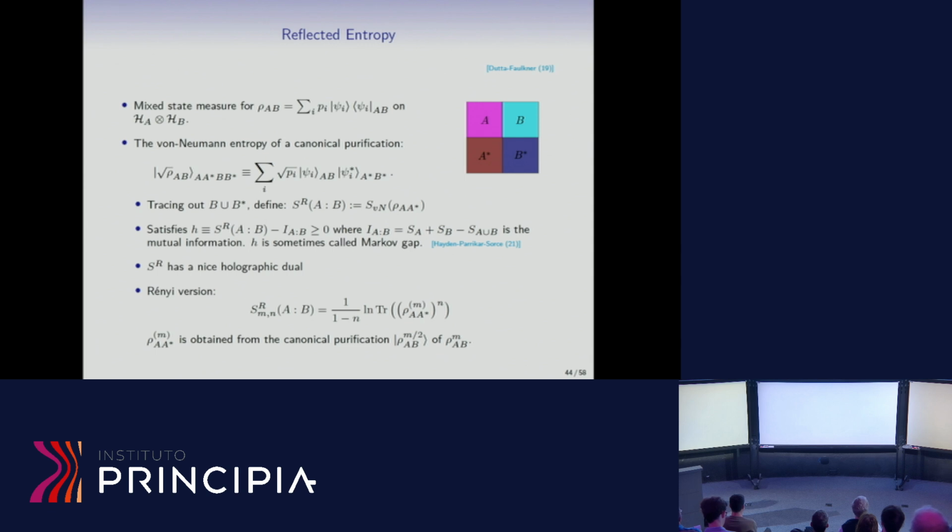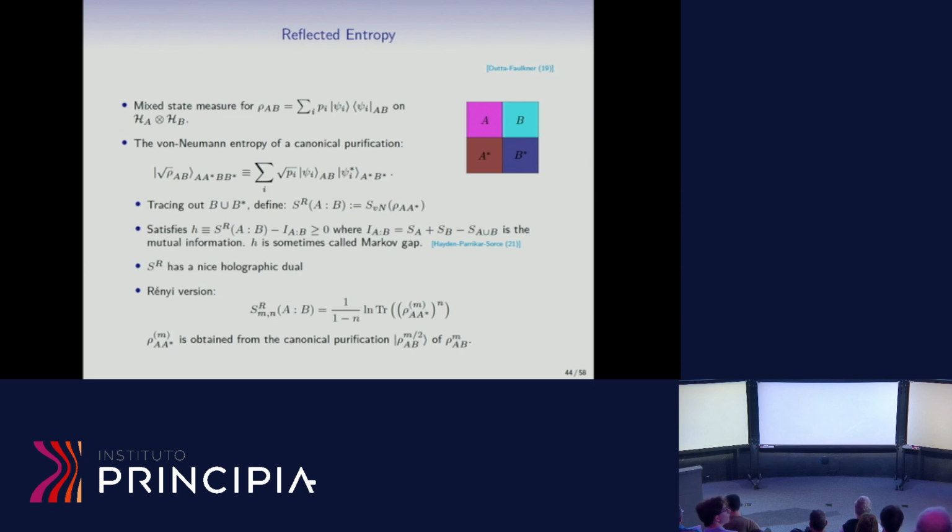And then once again, this quantum information quantity was introduced by the physicist Faulkner and collaborators. One of the motivations was that this quantity has a very nice holographic dual description. And then I also introduced the Renyi version, which I mentioned in the previous slide.